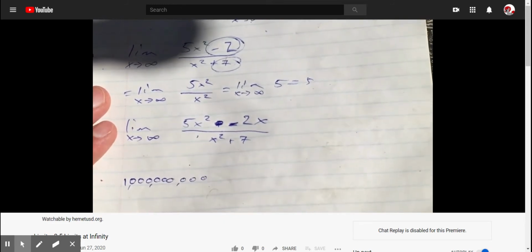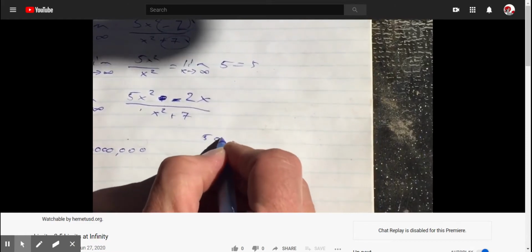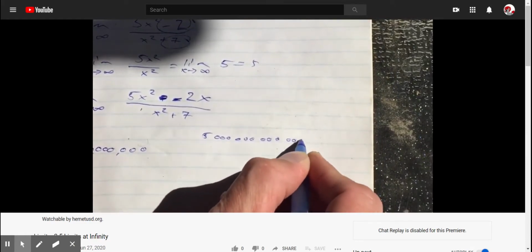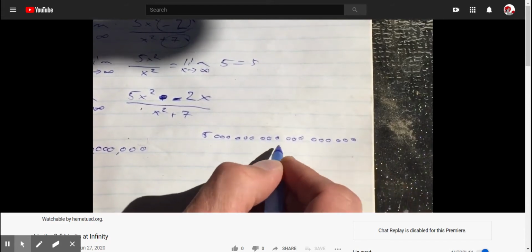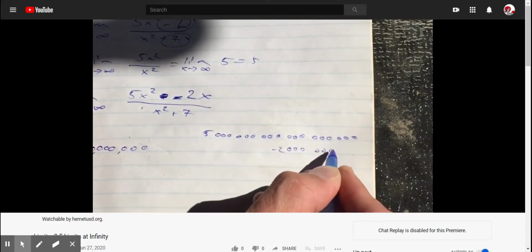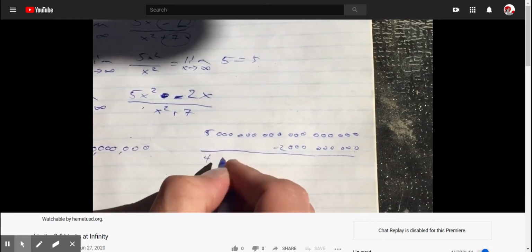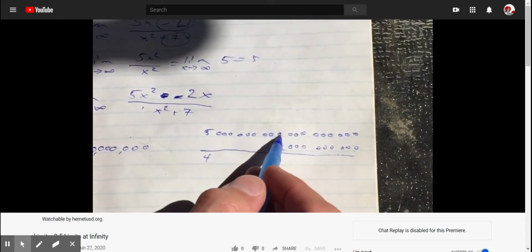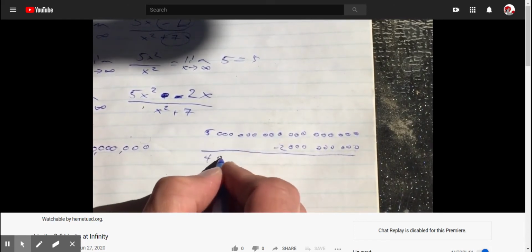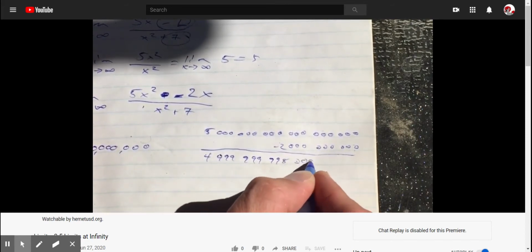We take a billion. A billion has 1 followed by 9 zeros. That's a billion, okay? So 5 times a billion squared will end up having 18 zeros. So that means 5, 1, 2, 3, 4, 5, 6, 7, 8, 9, 10, 11, 12, 13, 14, 15, 16, 17, 18, like that. We're going to subtract 2 times a billion, so that's minus 2 billion. And then we'd end up with 4 quintillion, 999 quadrillion, 999 trillion, 998 billion.